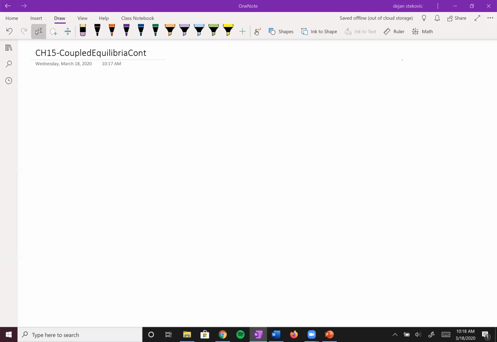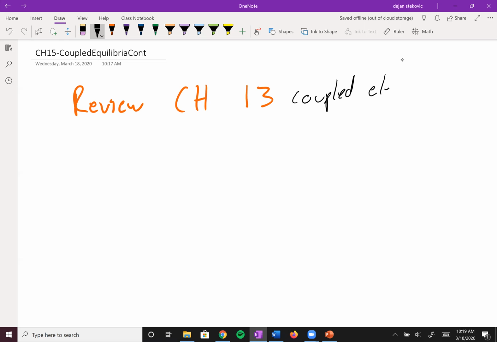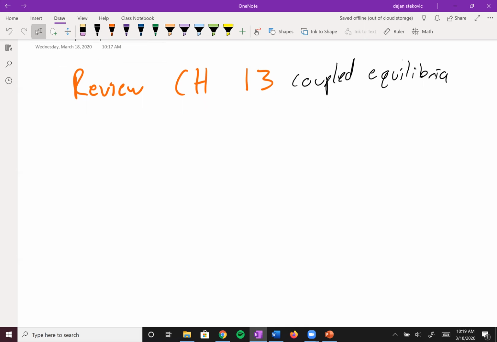All right, guys, so let's continue talking about coupled equilibria. I just have one more example for you here. And remember, you want to review chapter, I think it's 13, review the coupled equilibria. So this is stuff that we already learned about. We're just kind of applying it to a new situation. I'm just going to do a quick review here so you can see some examples of what I'm talking about.